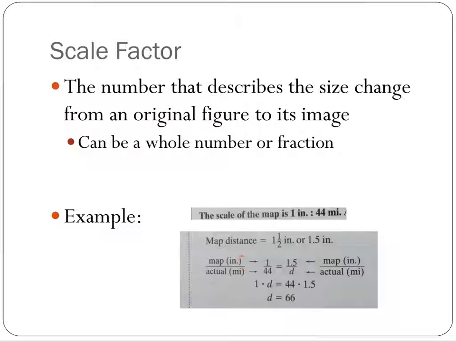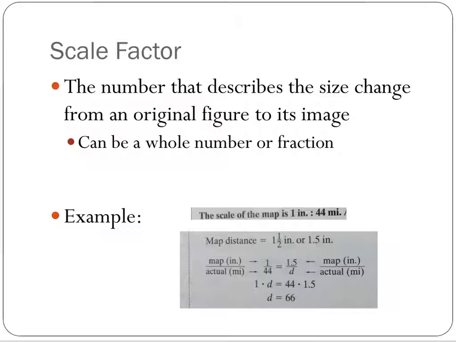You can say map over actual. So 1 inch on the map is 44 miles in real life. That means 1.5 inches on the map is, well, I don't know yet, right? They have to match up straight across from each other, and you cross multiply. 1 times d is d. 44 times 1.5 is 66. So we find that d is 66.